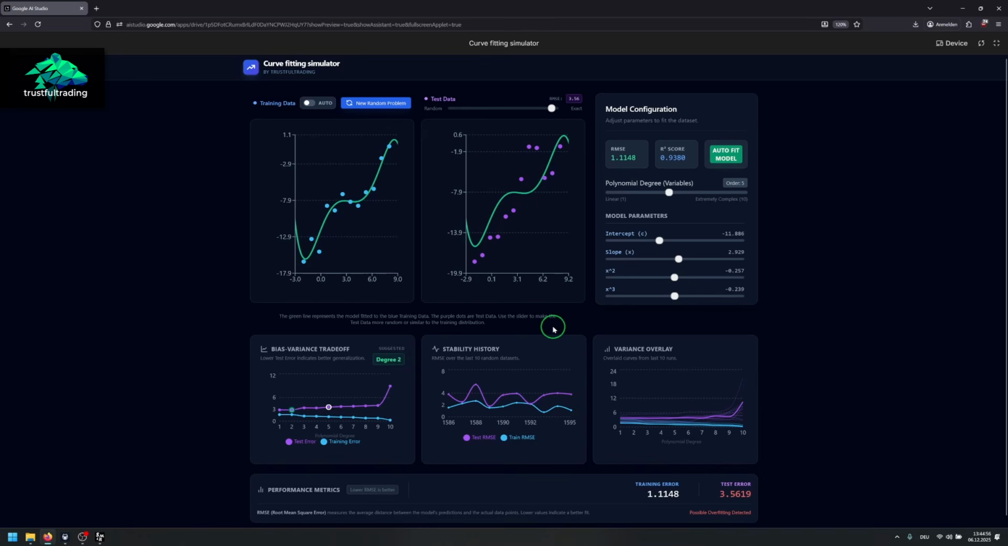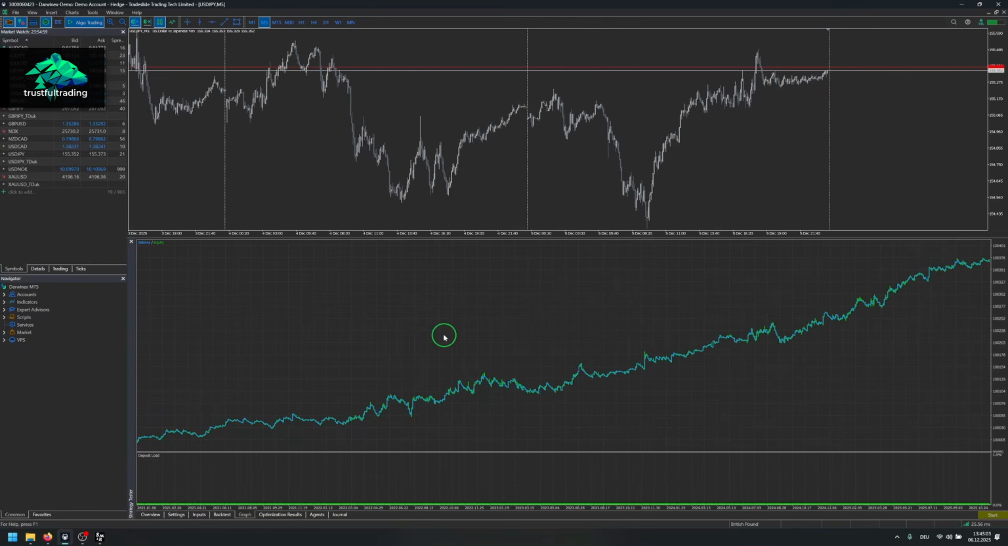Okay, but now I will also show you a practical example in the MetaTrader 5 platform. And you can do this also in Linear Trader or any other platform. Doesn't really matter. I just want to show you this overoptimization here in the strategy tester.